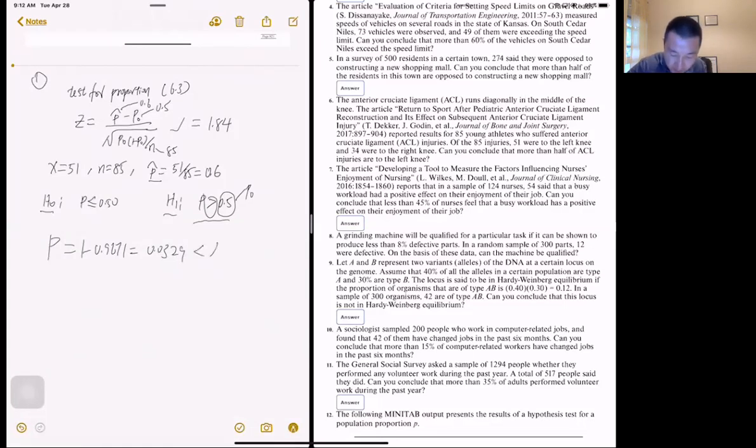If the question doesn't tell us alpha, we assume alpha equals 0.05. So the p-value is indeed less than 0.05, so we can conclude H1 is true. H1 being true means more than half of the ACL injuries are to the left knee. So that's the first question.